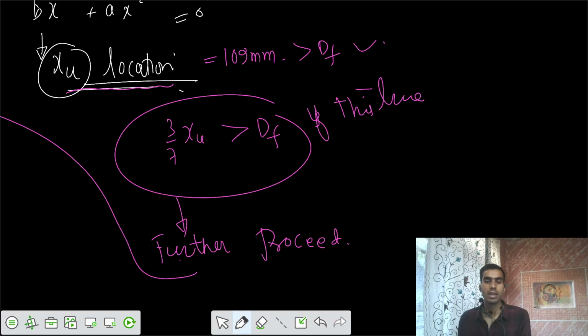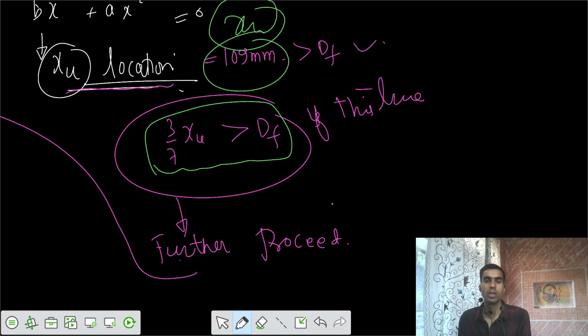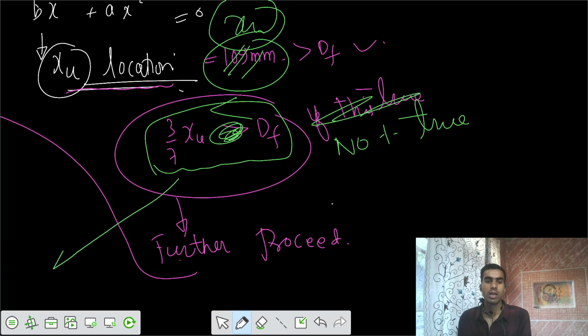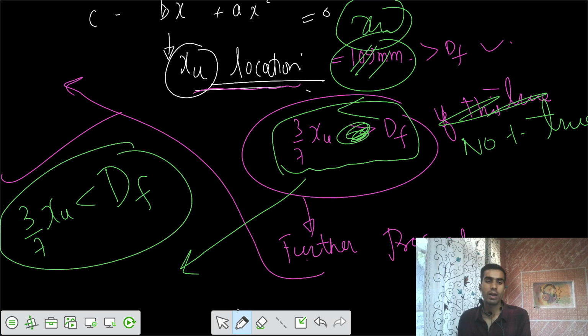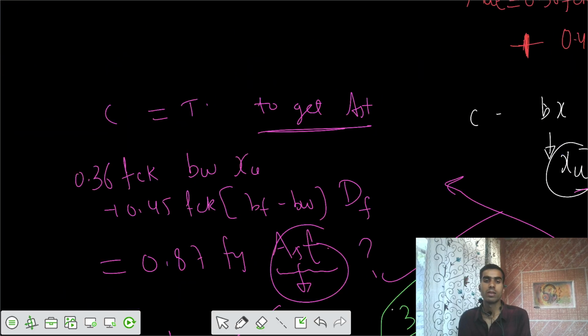Now the second case is that you assumed this, and after the calculation of XU, you got some value of XU. If this was not true, then we need to go further. We need to assume another part. That means we have to assume now that actual 3/7 of XU is lesser than DF. The final case is that we are going to assume 3/7 of XU is lesser than DF. Third case.